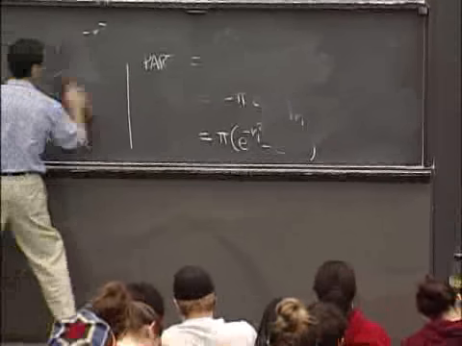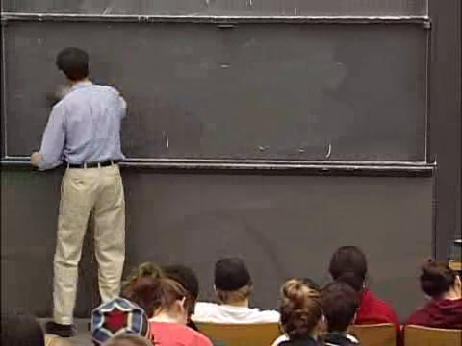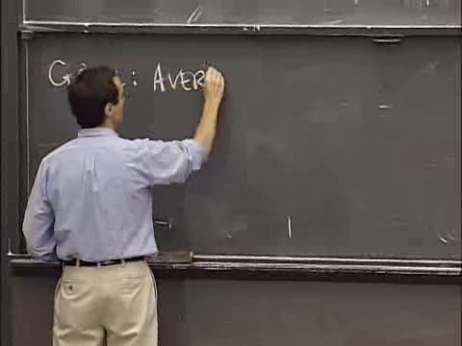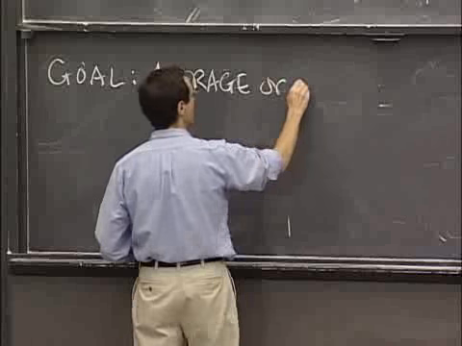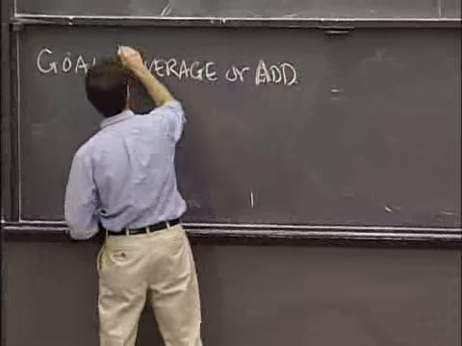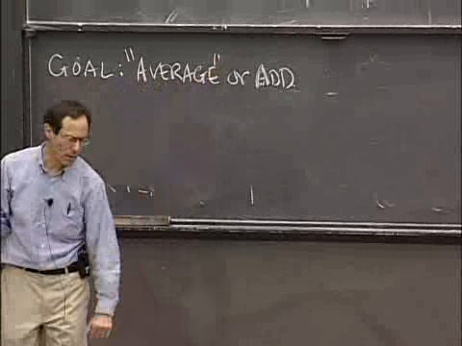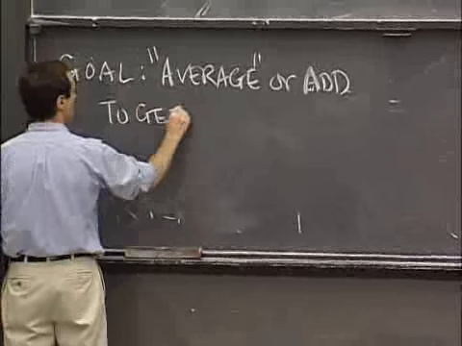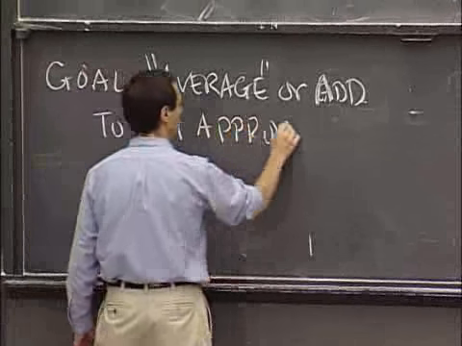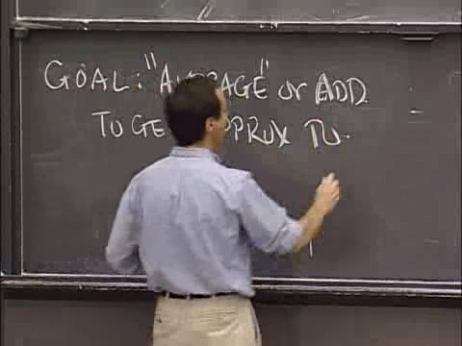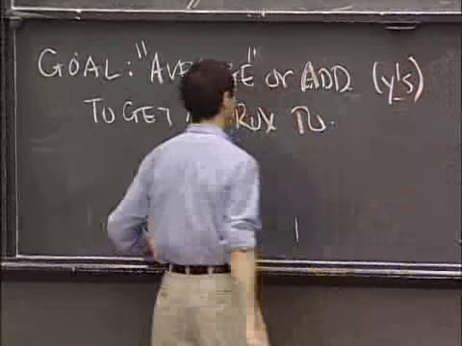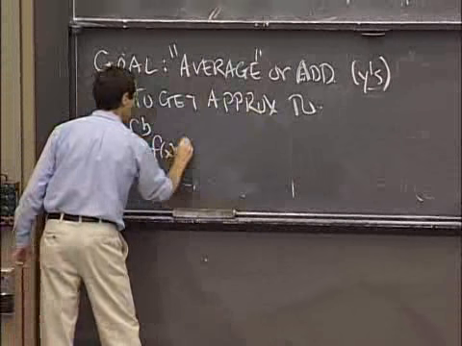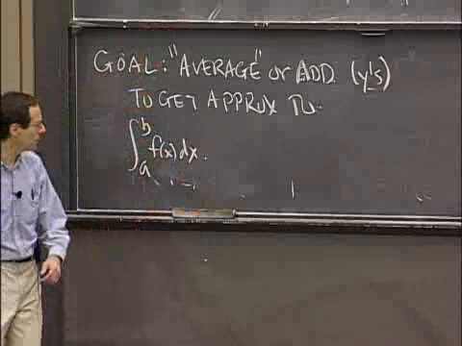So here's our goal. Our goal is to average or add. I'm using average very loosely here, but I'm going to say add up these numbers to get an approximation to average or add the y's to get an approximation to the integral, which we know is the area under the curve.